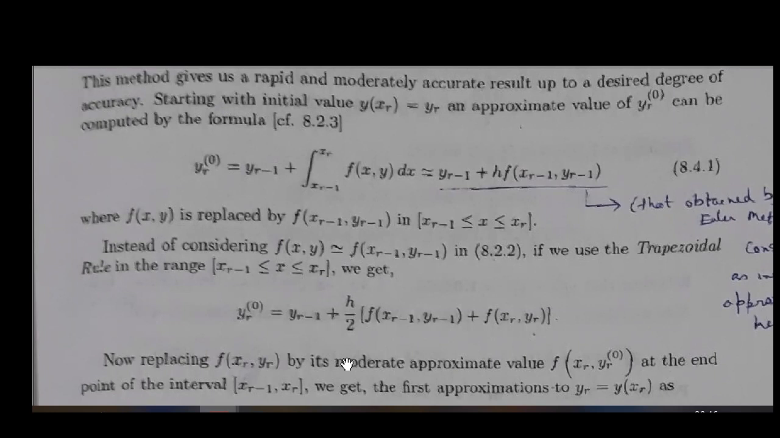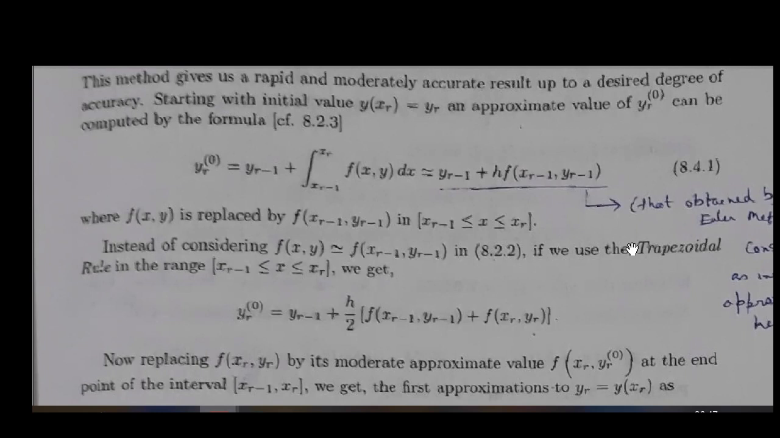So yr(0) can be written in this form, yr-1 plus this part. I do not bother about that part; what I bother about is this part, where I am approximating the function. Instead of approximating f(x, y) by f(xr-1, yr-1), if we use the trapezoidal rule in the range xr-1 to xr, we get half of the value of the function at the initial point plus half of the value at the final point. That means h/2 times f(xr-1, yr-1) plus f(xr, yr).